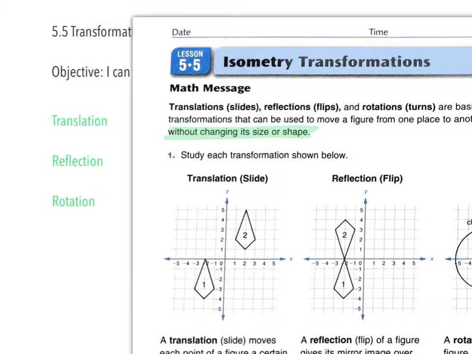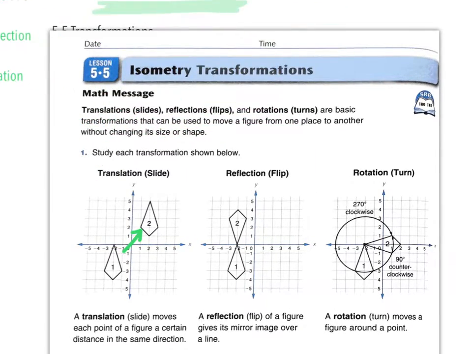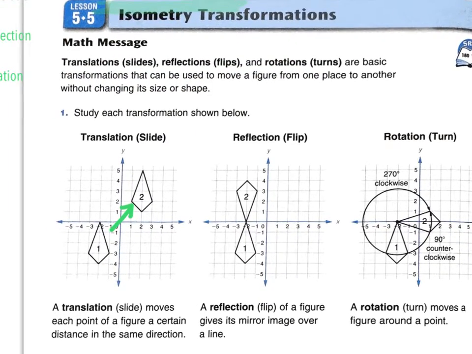We can see that a translation shows our shape moving. The original is number 1, and it's sliding. In this case, it's sliding up and over. And let's look at our reflection. Our reflection, we can see shape number 1 below, right here. And they always give you a certain line to reflect over. So in this case, they're reflecting right over the x-axis. It's just like it's flipping.